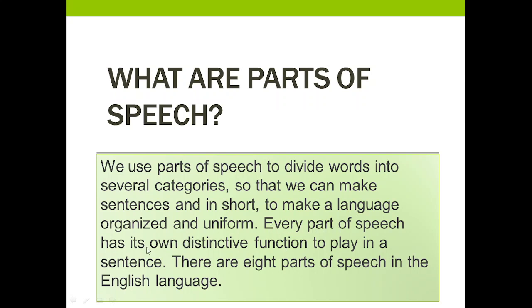Every part of speech has its own distinctive function to play in a sentence. These parts of speech are like a division of words. In a sentence, you can see that one is noun, then there is verb, then we can have adjective, adverb also. So all of them have a different and distinctive function. In the English language, there are 8 parts of speech.